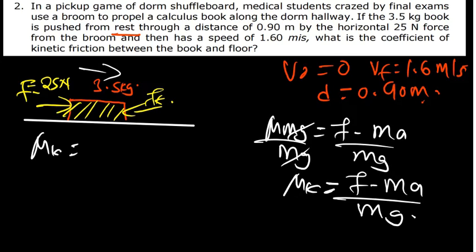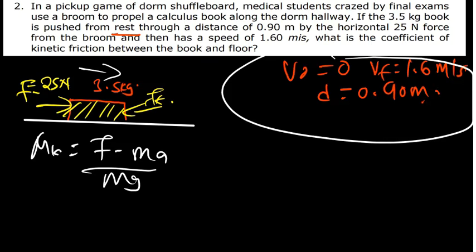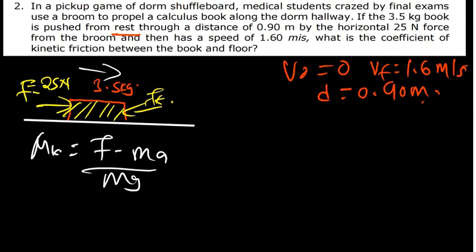So the mu k in this case, let's just put our formula here. So let's get rid of this now. We have this information here. This information can help us to find the acceleration. Okay, since we don't have time, the only formula which can help us is the third equation, this equation.